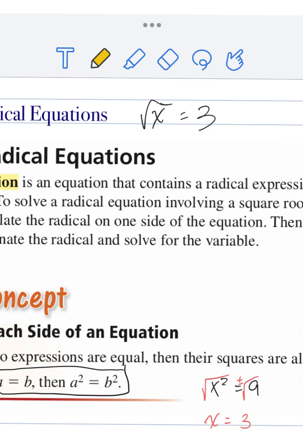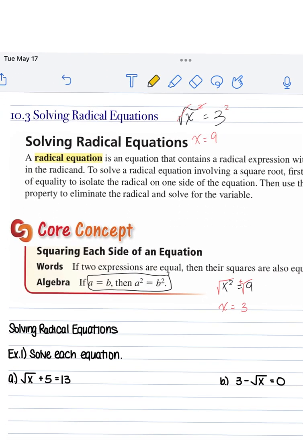So when we're looking at this example, we could square both sides of this equation. The square root and the square are going to cancel. We're going to get just x equals 3 squared, which gives me 9, okay? So this is essentially what we're doing today.